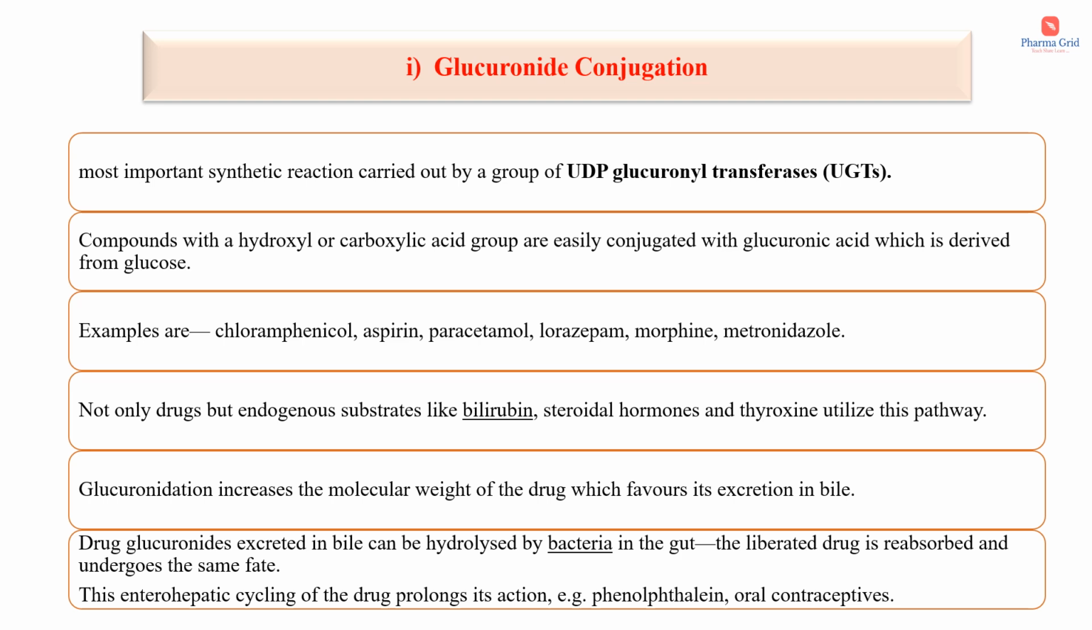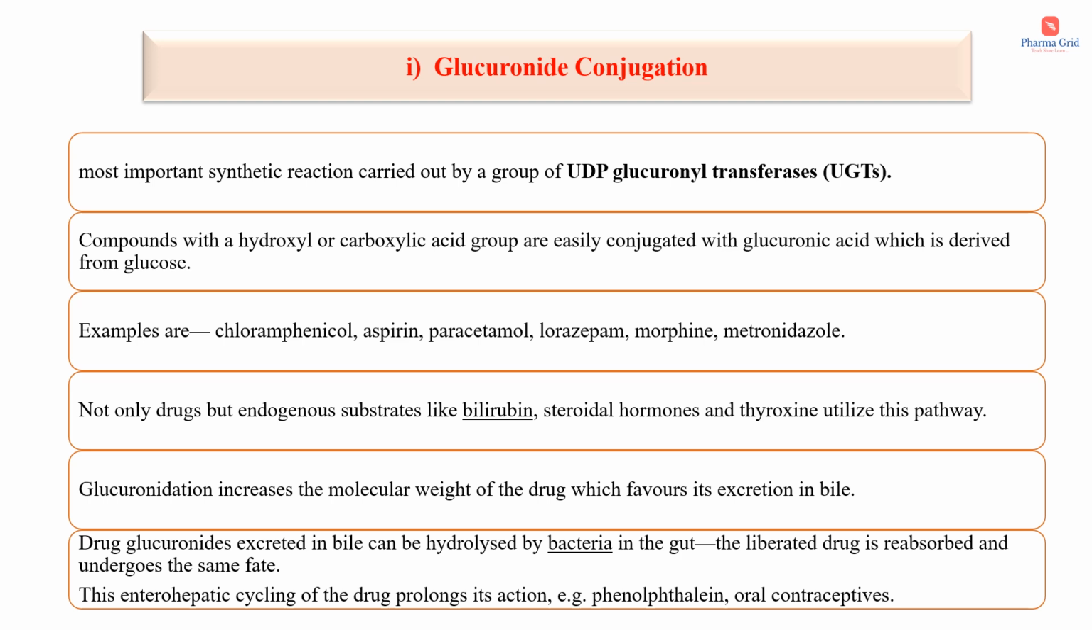So in glucuronide conjugation, the endogenous substrate involved is glucuronic acid and it is carried out by uridine diphosphate glucuronyl transferase. Glucuronidation increases the molecular weight of a drug. Glucuronic acid is of large size, so the conjugate formed with the drug will also be large. Because of its large size, it cannot enter into blood. So the drug glucuronides enter the bile and 10% is excreted in the feces. Then the remaining 90% is left.